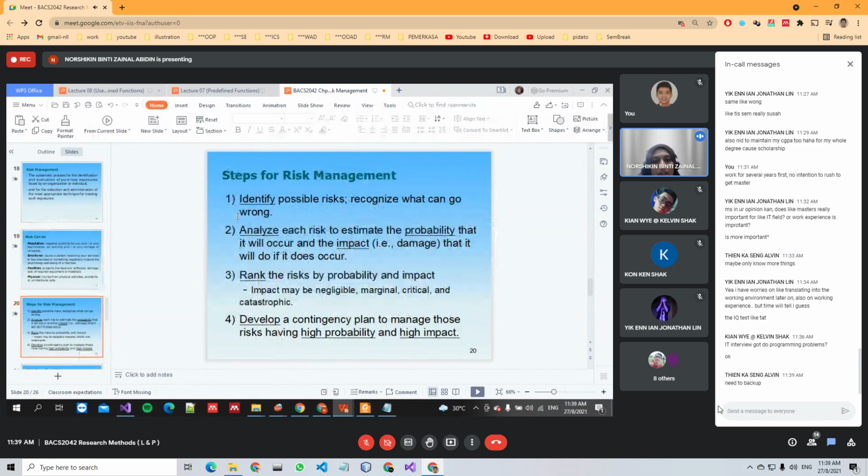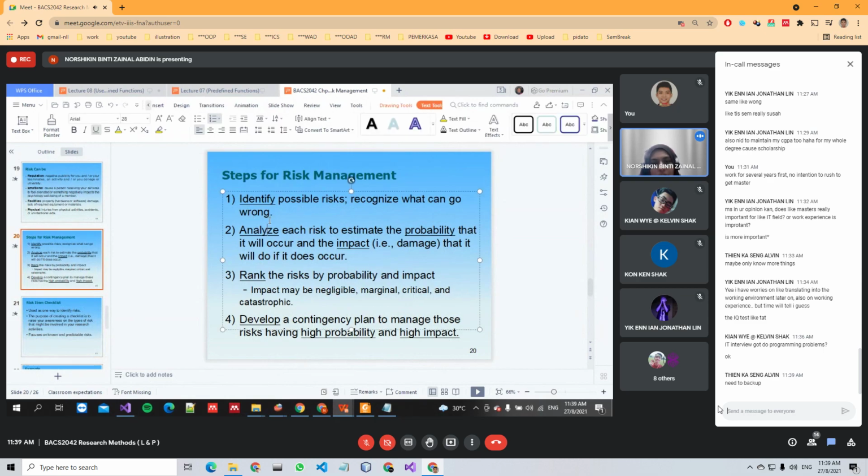Okay, steps for risk management. How do we tackle the risk? First, identify possible risks: we need to identify the possible risks and recognize what can go wrong, before it goes wrong. Then analyze: we need to analyze the risk and rank the priority, the urgency, the probability as well as the impact of the risk, and develop a contingency plan. This is very important. You need to have a contingency plan.